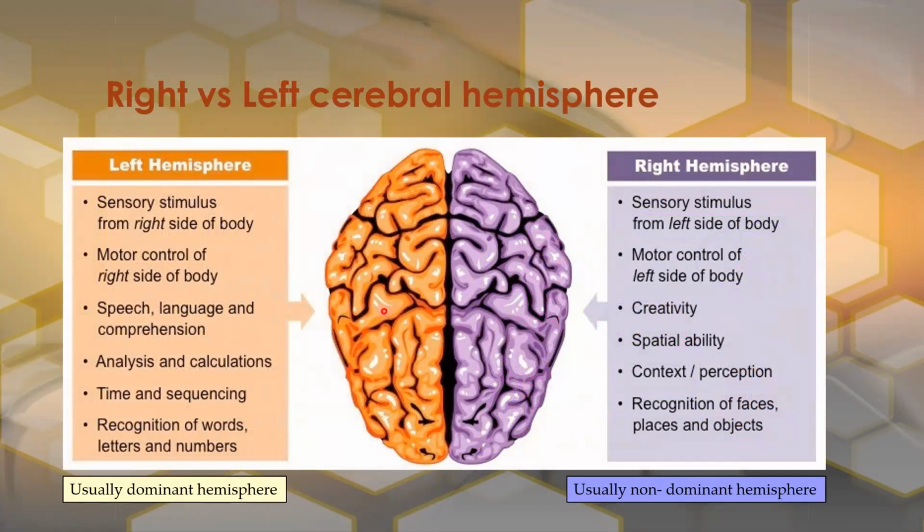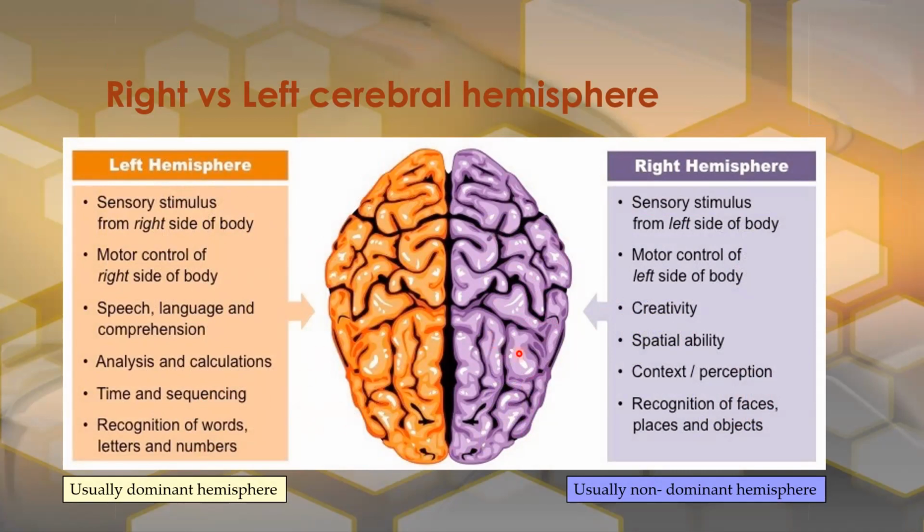The left hemisphere is usually the dominant hemisphere, because sensory stimulus from the right side of the body is actually processed by the left hemisphere. It controls the motor function of the right side of the body and is involved in speech, language, and comprehension, analysis and calculation, time and sequencing, and recognition of words, letters, and numbers.